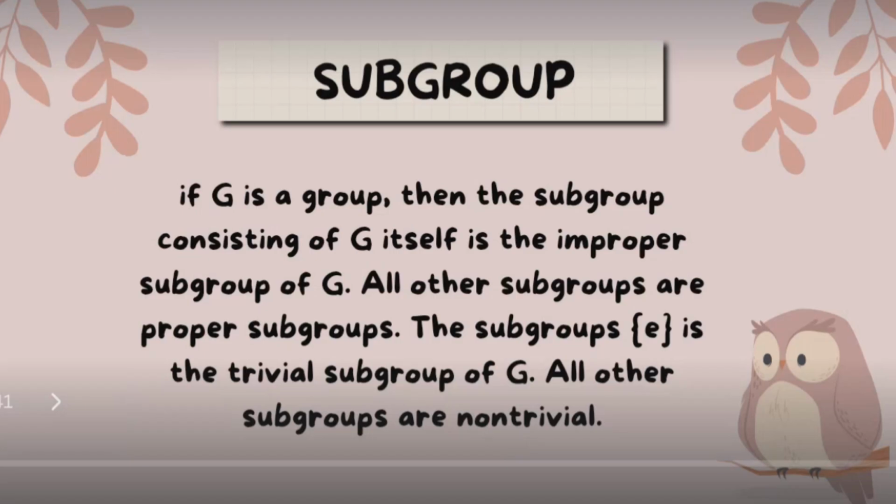Next, if G is a group, then the subgroup consisting of G itself is the improper subgroup of G. All other subgroups are proper subgroups. The subgroup {E} is the trivial subgroup of G. All other subgroups are non-trivial.